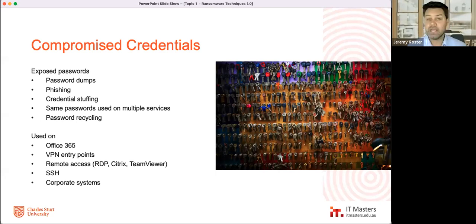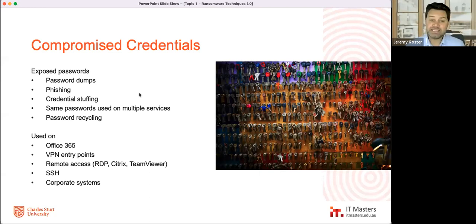They can be used on VPN entry points. There's no large organization that doesn't have a VPN of some sort that allows access into the environment to access applications and systems that are local to the organization. And if you can use those credentials on those VPN entry points, then you may land on the corporate environment, and then they can start to move. They've got that beachhead, they can start to get in there.